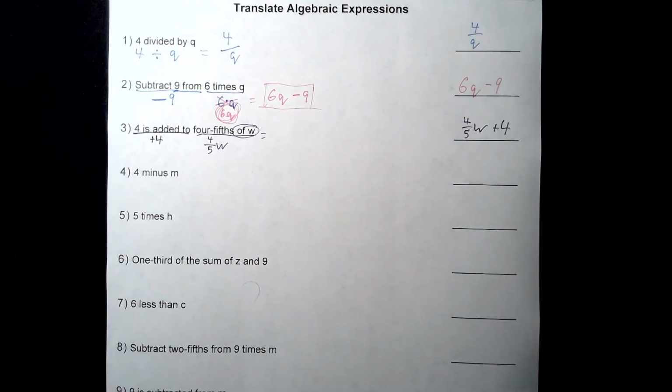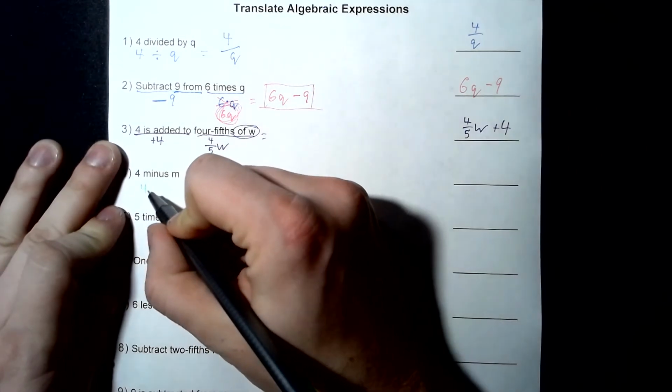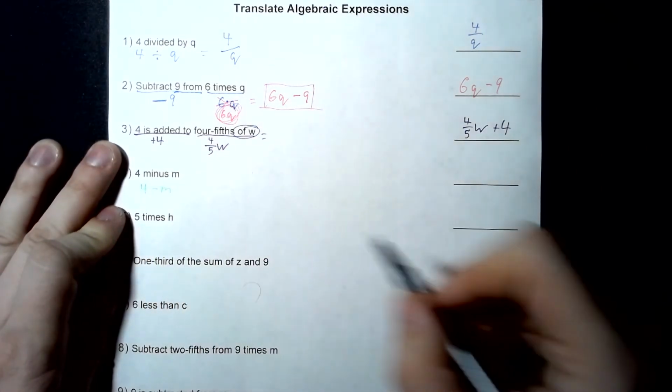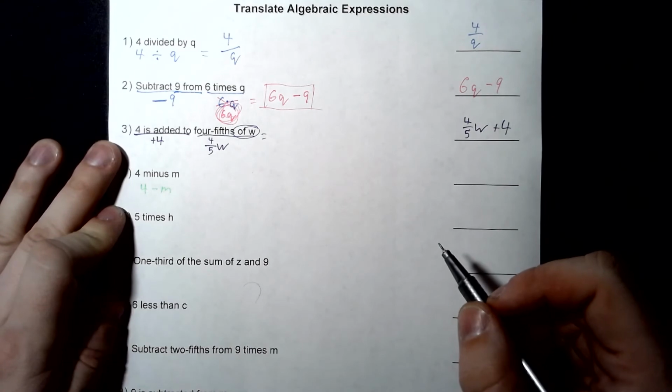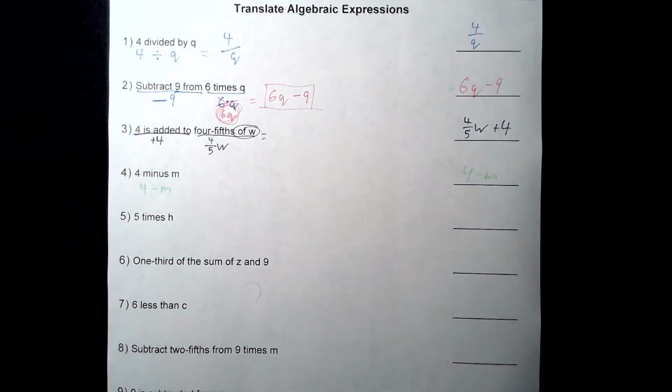Number 4, they take a step back and actually get a bit easier. For number 4, it simply says 4 minus m, and that is going to be written exactly like you might think. 4 minus m. No rearranging necessary. It is just 4 minus m.